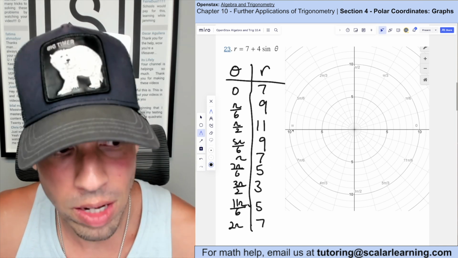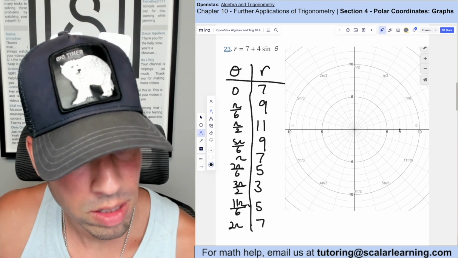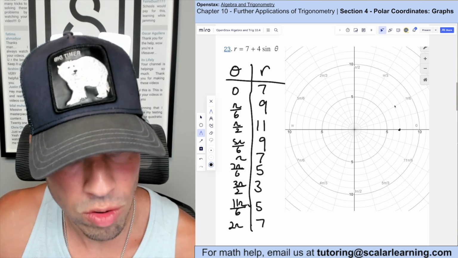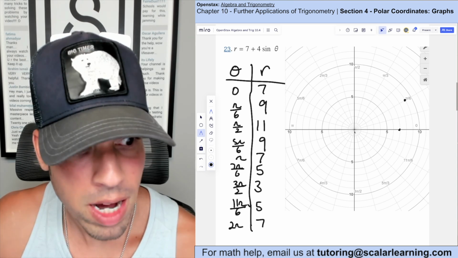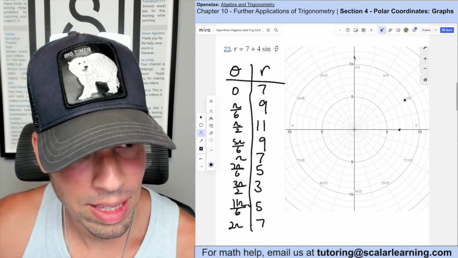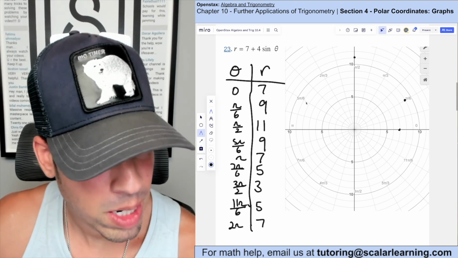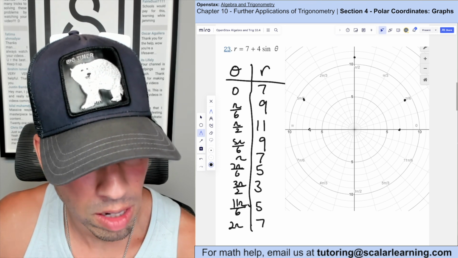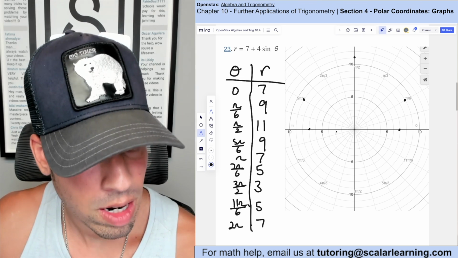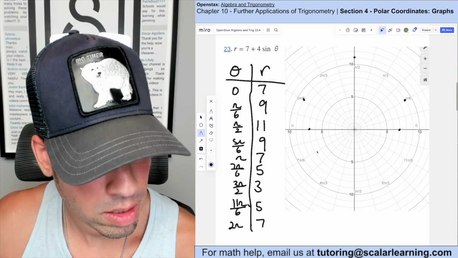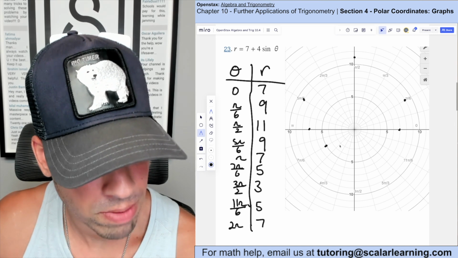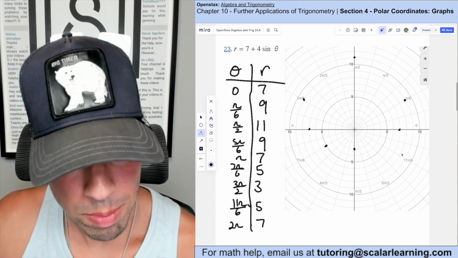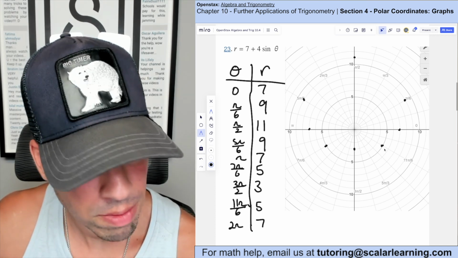All right, let's plot these values. We got 0 coming out to 7. We got pi/6 on this line coming out to 9. We have pi/2 coming straight up to 11. And then again, we have 5 pi/6 here, coming back to 9. We got pi coming out to 7. Notice the symmetry. We've got 7 pi/6 with a length, radius of 5. We got 3 pi/2 going straight down, a length of 3. 11 pi/6 again, we got 5, and that'll do it.